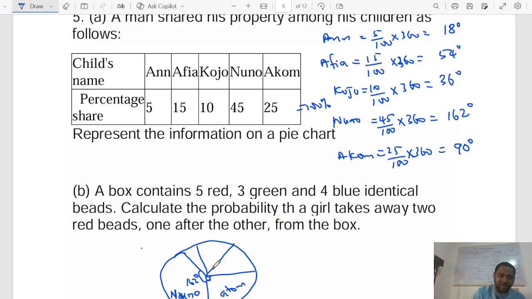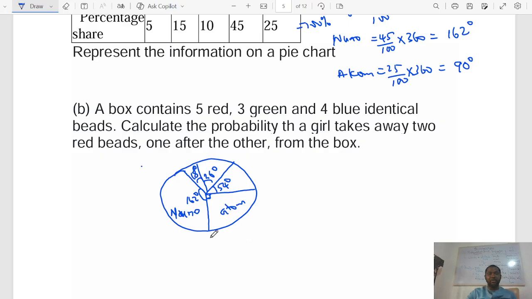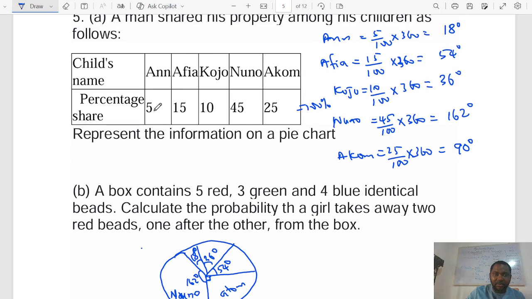So this one here is 54 degrees, and this one here is 36 degrees, and this here is 18 degrees. Now if you use your compass and protractor, you're going to get a more decent drawing, but this is exactly how to go about this.